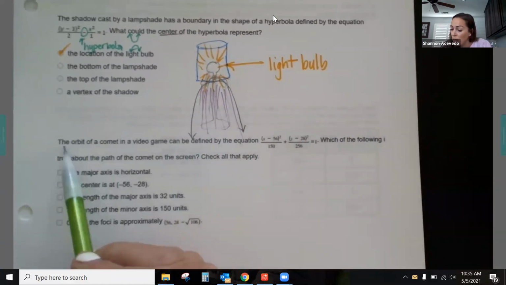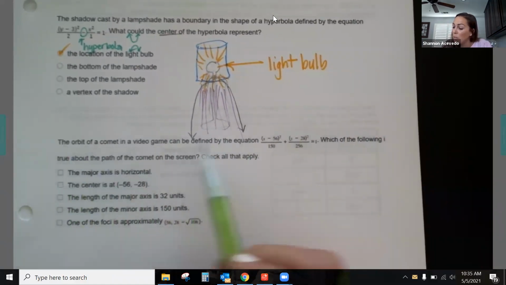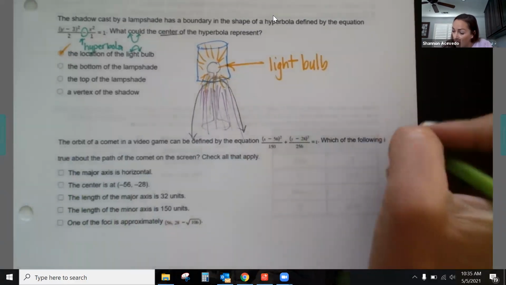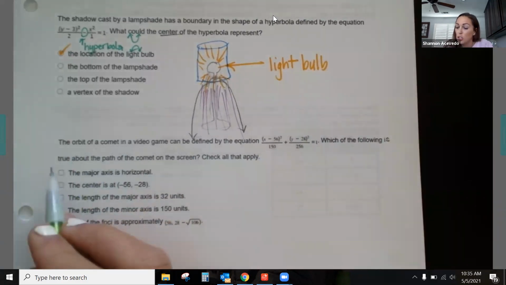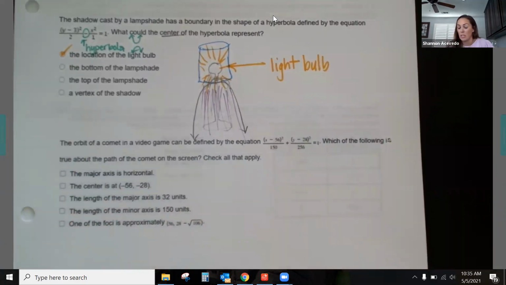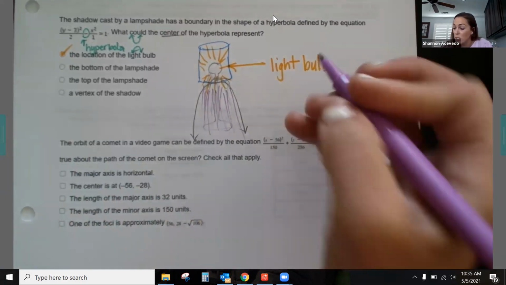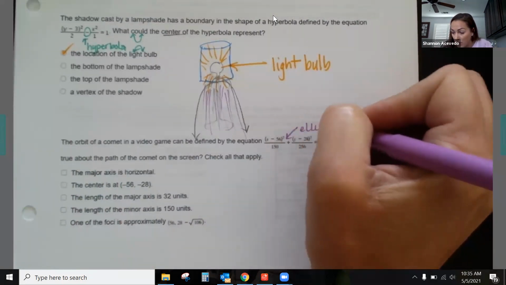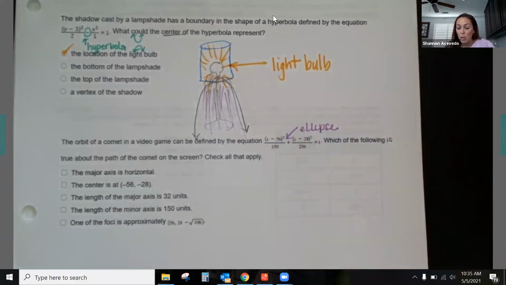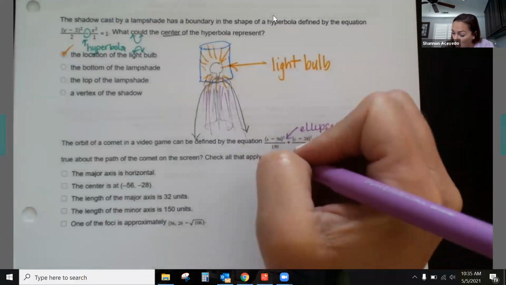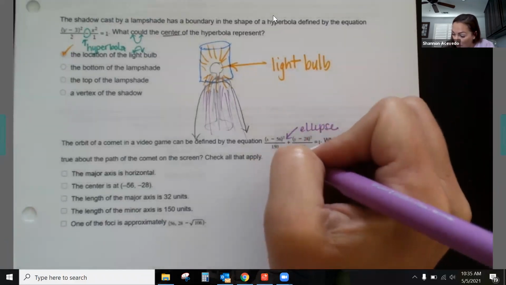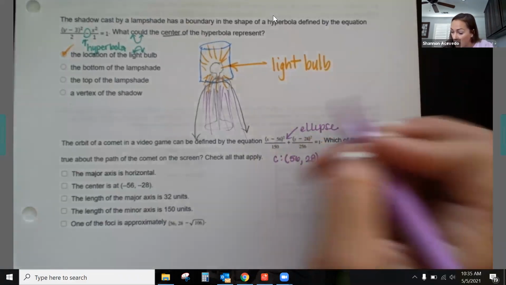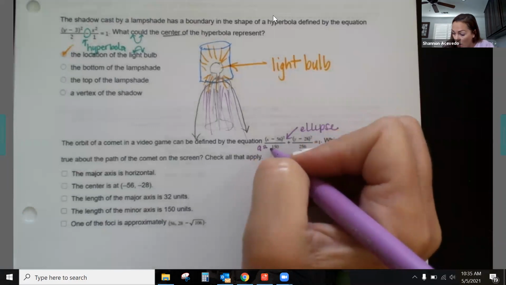Let's see. The orbit of a comet in a video game can be defined by this equation. Which of the following is true about the path of the comet on the screen? Okay, so this right here, since it's a plus, we know we're going to be working with an ellipse. I know that the center of my ellipse is going to be at (56, 28). I know that this value is my a squared.